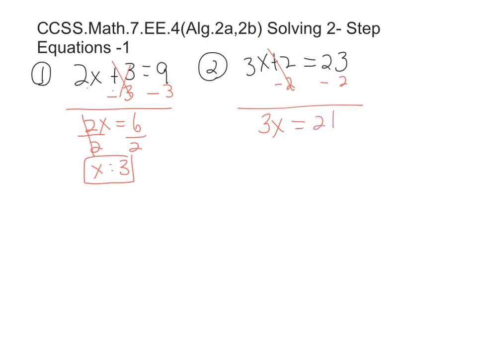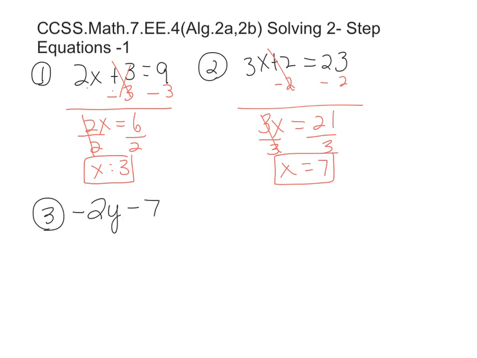Now your second step is to divide by 3 on both sides. And you're going to get x equals, drop, divide. 3 goes into 21 7 times. Okay, let's move on to the next one. It's number 3. So now we're going to bring in some negatives. Negative 2y minus 7 equals 3.